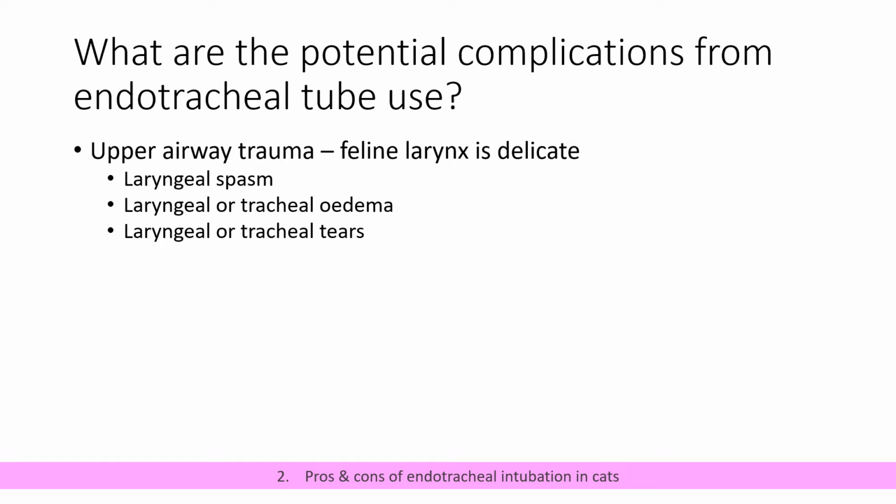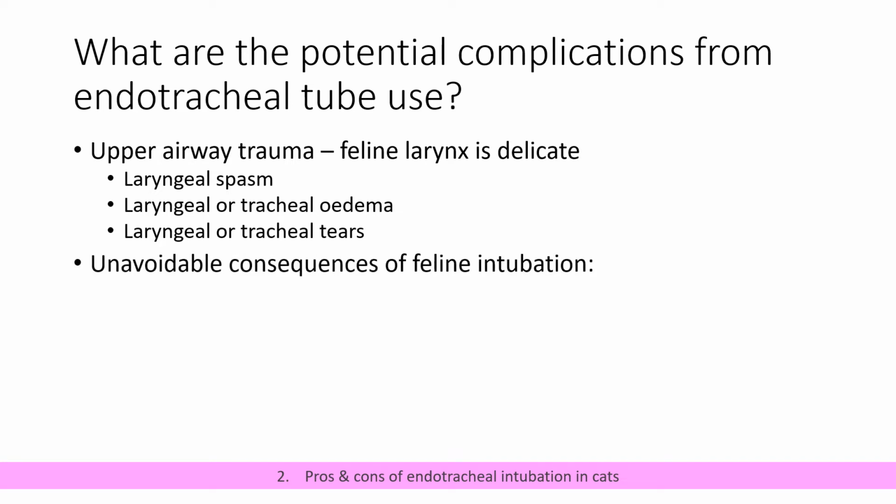We do see either laryngeal or tracheal tears, so laryngeal tears often as a result of poor intubation technique or using a tube that's too large for the larynx. Tracheal tears can happen at the point of intubation as the sharp tip of the tube traumatises the laryngeal mucosa, or you can see that as a result of overinflation of the cuff, and that can cut the blood supply to the tracheal mucosa, and then you get necrosis of the trachea happening over a period of time and rupture as a consequence of that.